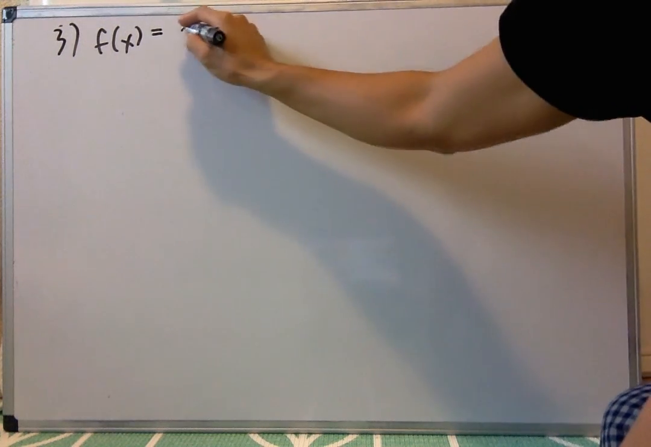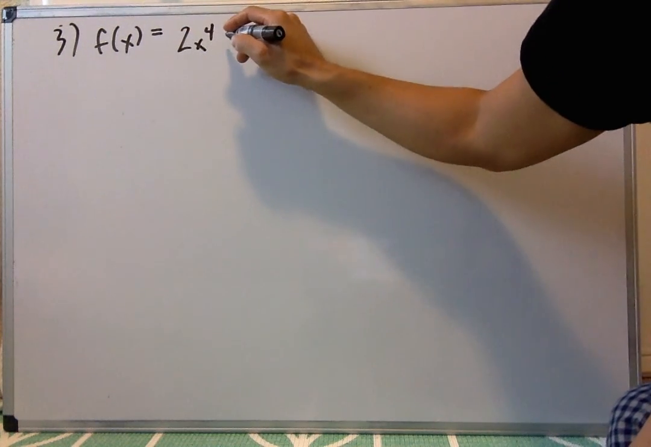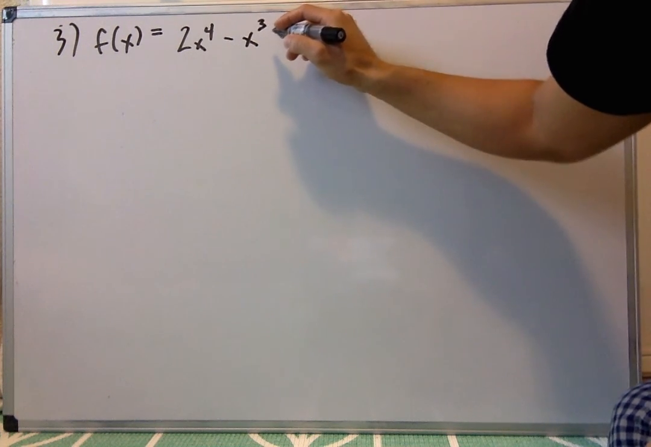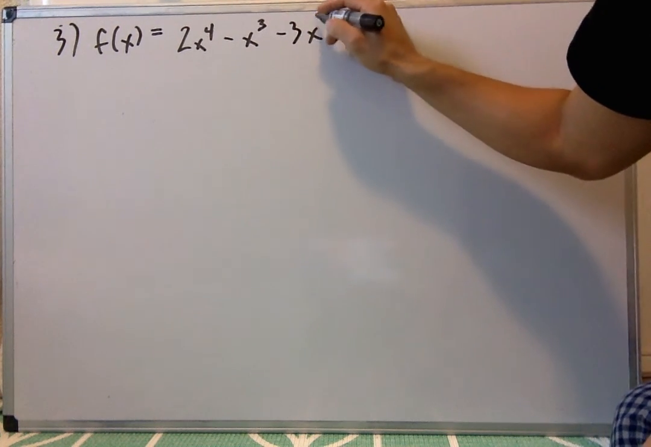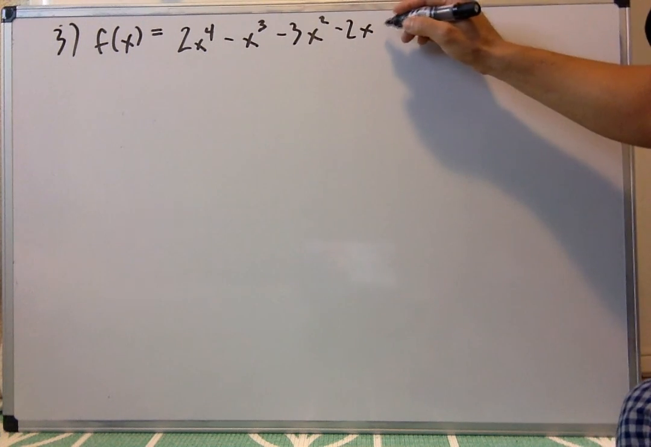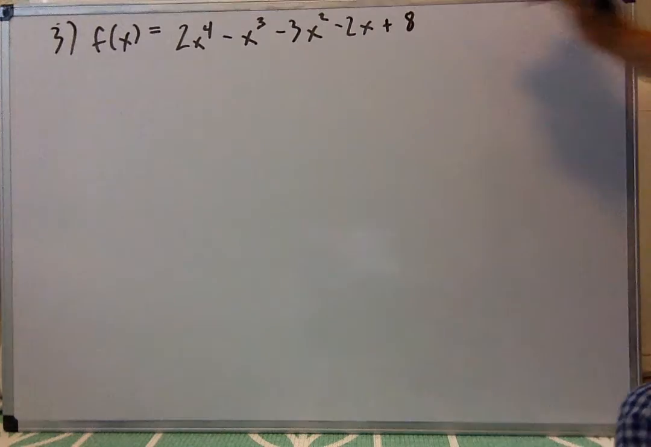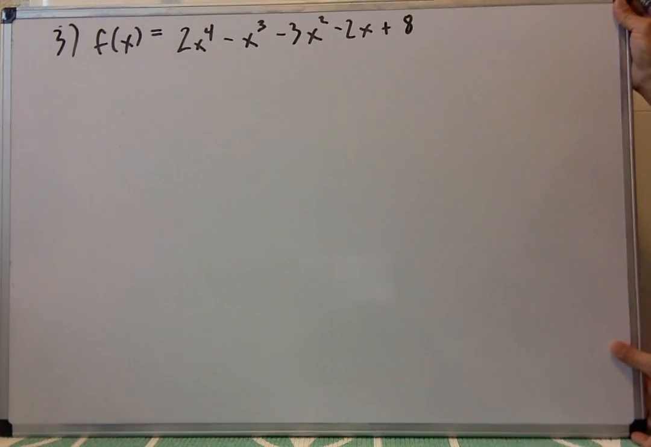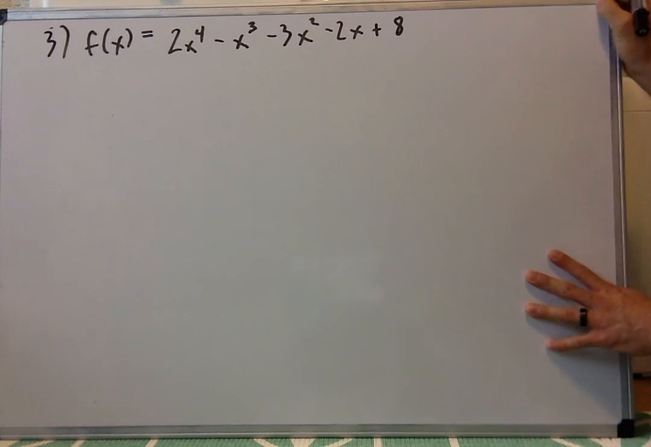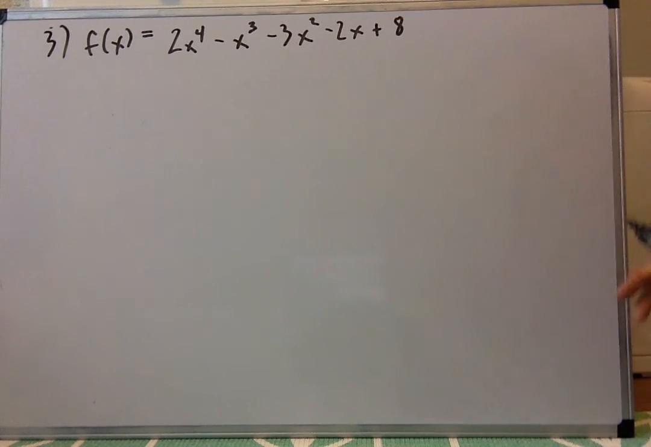2x to the 4th minus x to the 3rd minus 3x squared minus 2x plus 8. Okay. Adjust this thing. I'll figure out a better way. I'll take it next time.